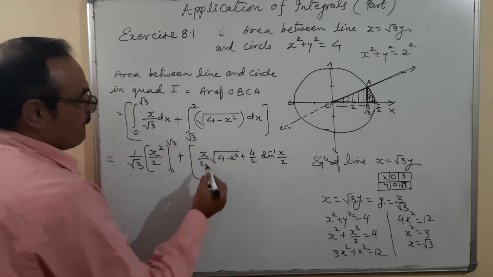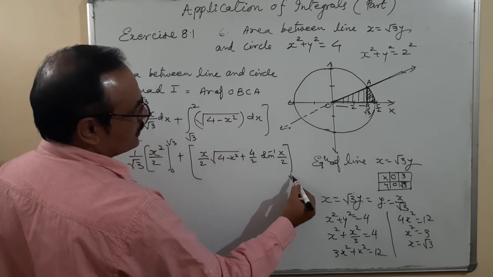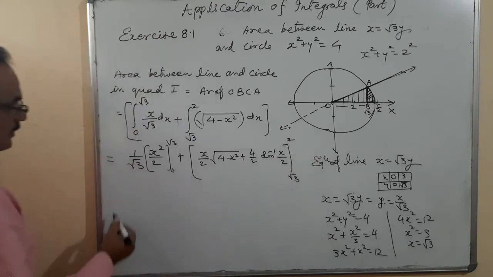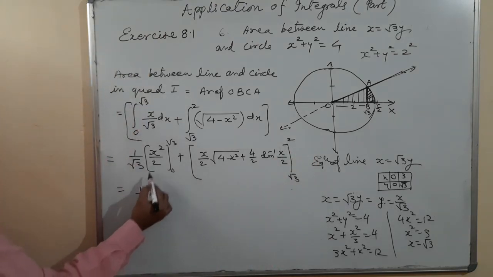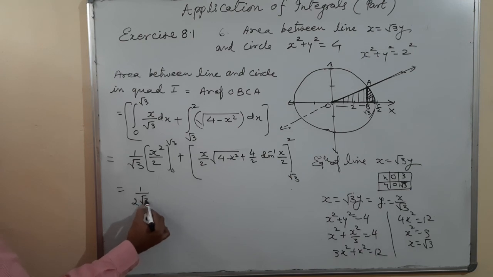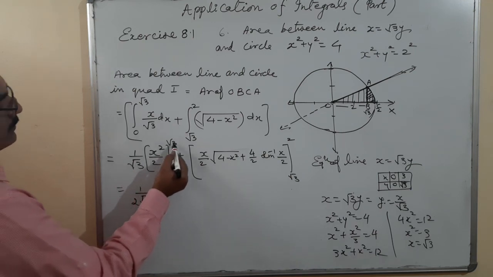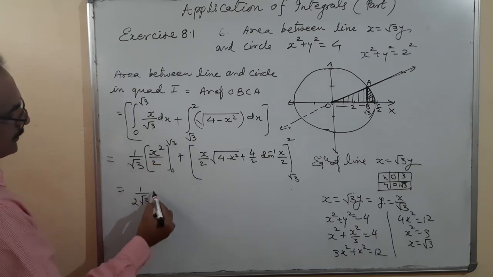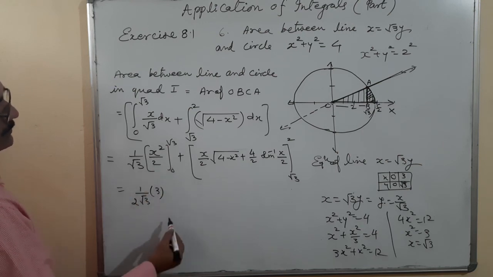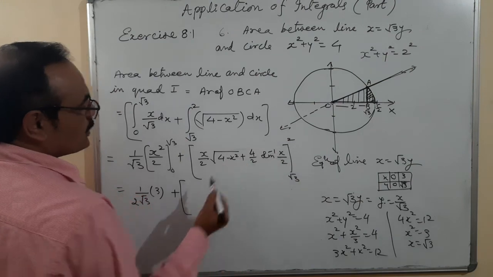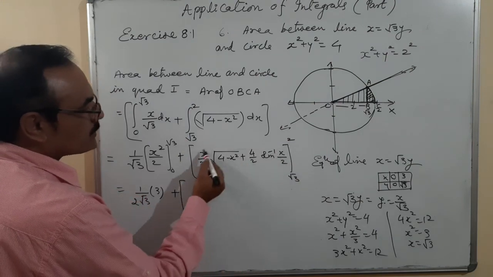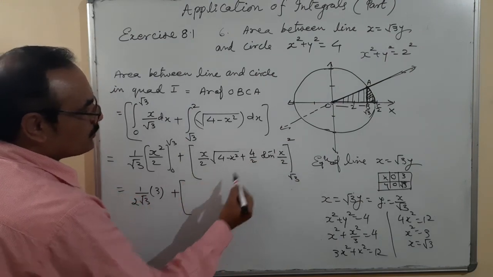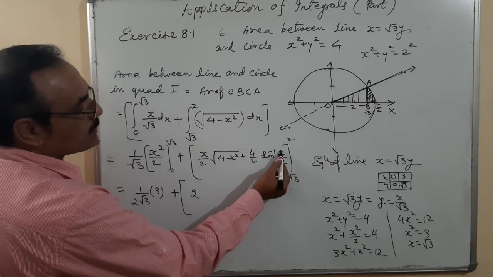Okay, limit root 3 to 2. 1 upon 2 root 3, x to the power, root 3. So when I write here root 3 square, it becomes 3 minus 0, plus. Here I have to put upper limit 2. So when I put 2, 2 to the 4 minus 4, it's entire 0. 4 upon 2, it is 2. Sine inverse 2 upon 2.